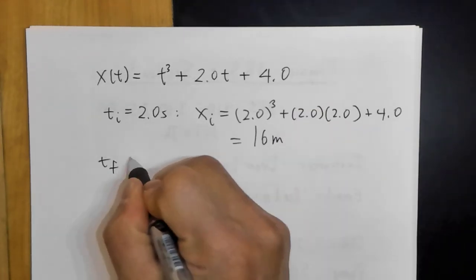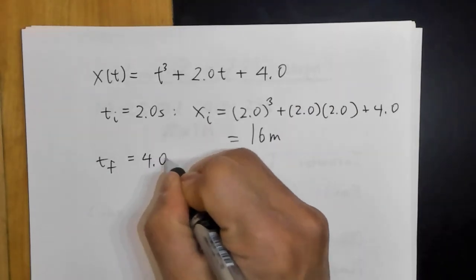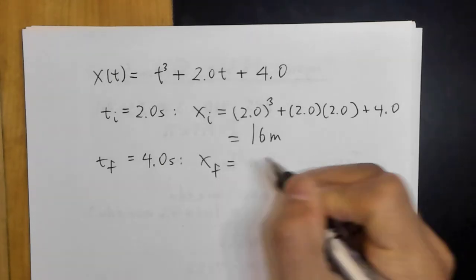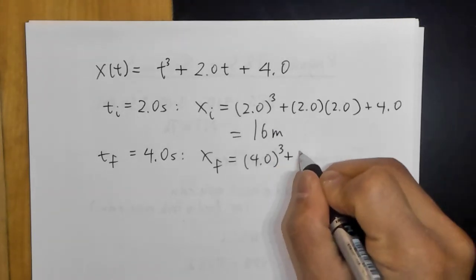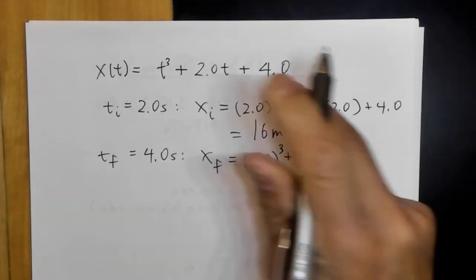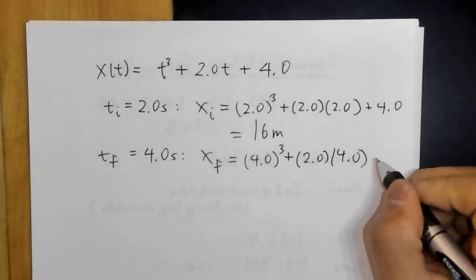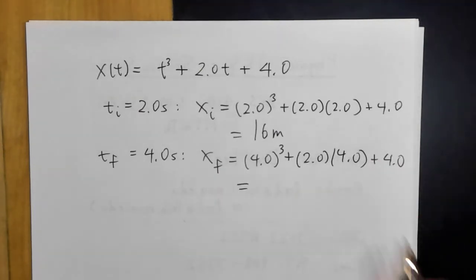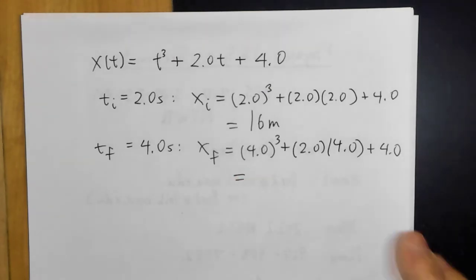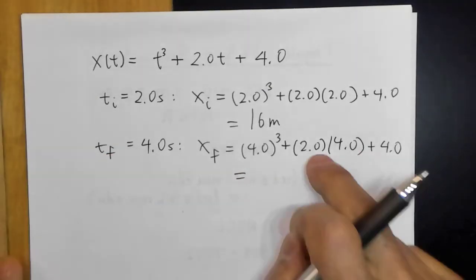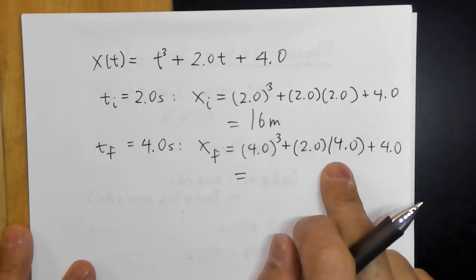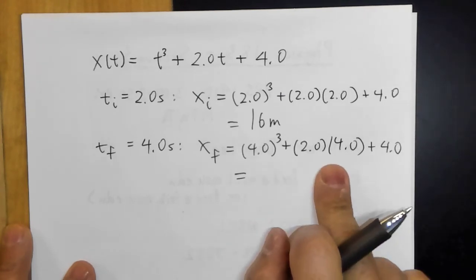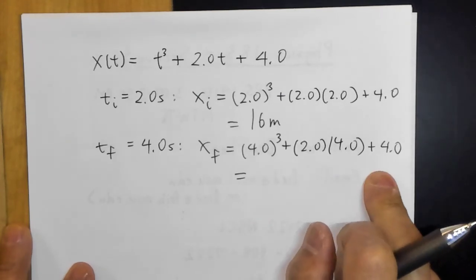And then we have t final is equal to 4.0 seconds. So x final is 4.0 cubed plus 2.0 times 4.0, because that's what t is, and then we have a 4.0 on the end. So we have 4 cubed, which is 64, plus 2 times 4, which is 8, plus 4, okay? So we have 64 plus 8 plus 4, that's 76.